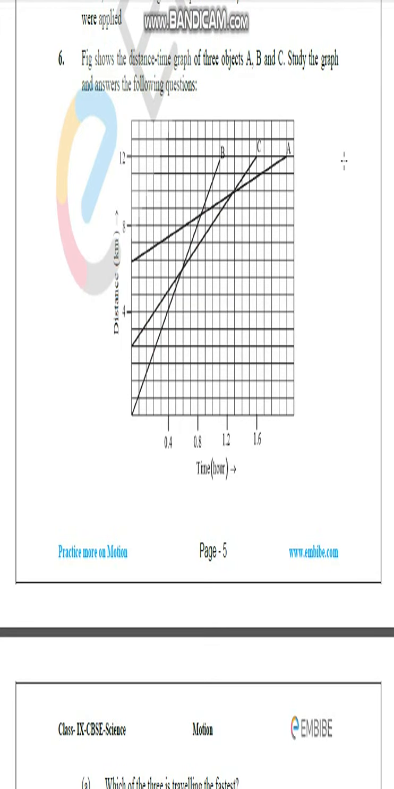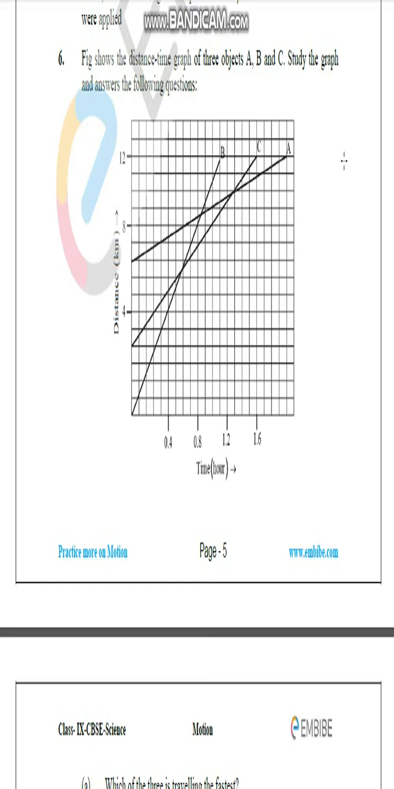Now we'll move towards our next numerical, that is, the figure shows the distance-time graph of three objects A, B and C. Study the graph and answer the following questions. Here in this PDF this question is solved in a different way, but I approached this question with an understanding from some other approach. It's your own wish, you can go through the PDF or through my understanding point of view.